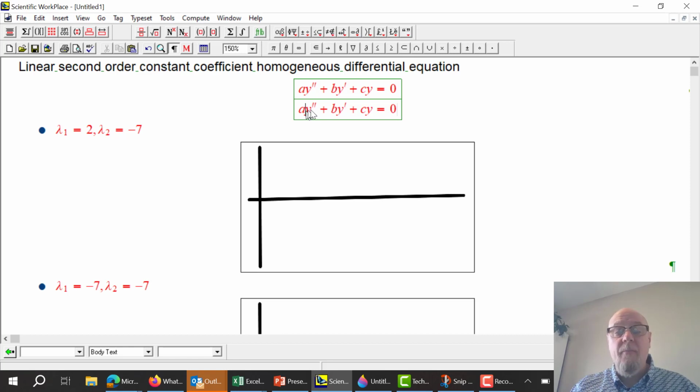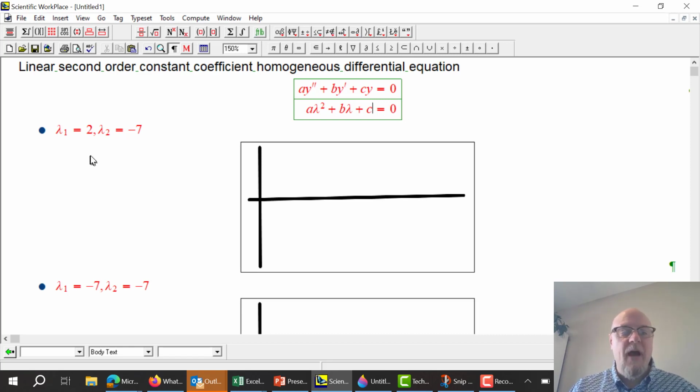Instead of A double prime, you're going to get lambda squared. Instead of B prime, you're going to get lambda. And instead of C with no prime, you're going to get no lambda. So differential equation, auxiliary equation, and the eigenvalues are the lambda. Some people call them the roots of the auxiliary equation, or roots of the characteristic equation. And there are three general cases. So let's look at some examples.